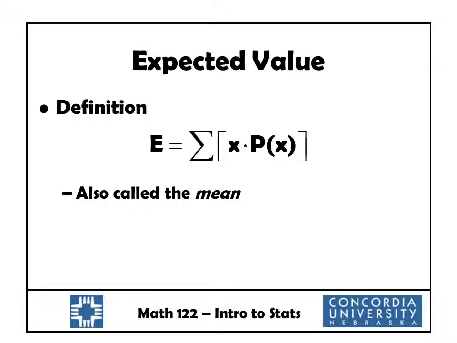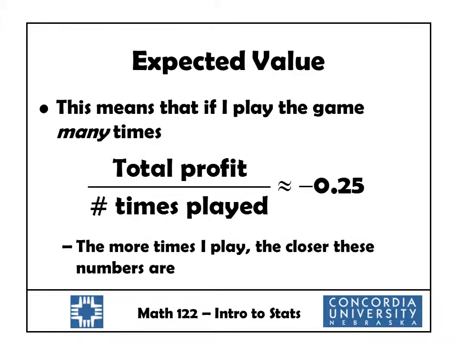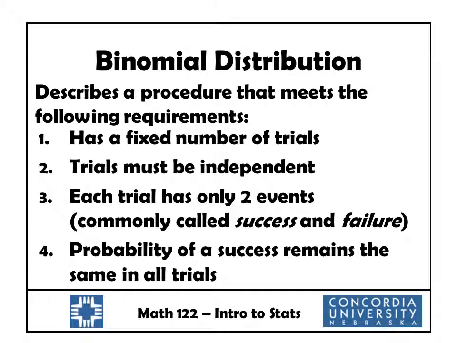With each random variable, we have this expected value that's called the mean. It's calculated by taking each x value times its probability and adding them up. So in the example we did in class, we calculated the expected value of the profit for that game to be negative 0.25. What it means is that if I play the game many times, the total profit divided by the number of times played will be about negative 0.25. And the more times that I play, the closer these two numbers are.